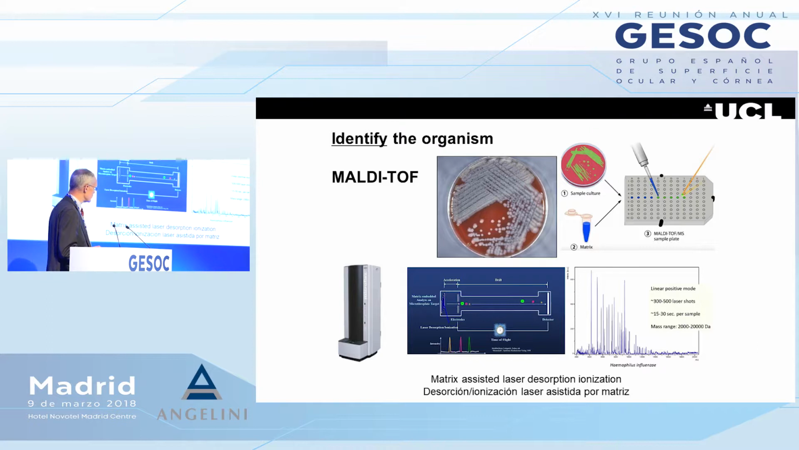Through a characteristic signal from each organism, over 100 types of different organisms can be identified by this, and this is Haemophilus influenzae. The advantage of this is you get your answer in 30 minutes as opposed to one day. So this is a revolution in bacteriology, which I think, in terms of understanding, has passed a lot of us by. So this is how it's isolated.